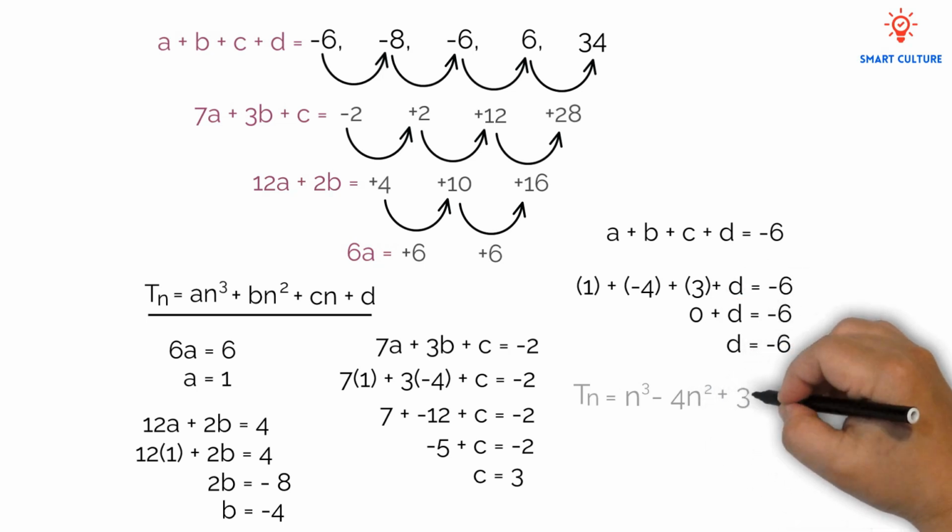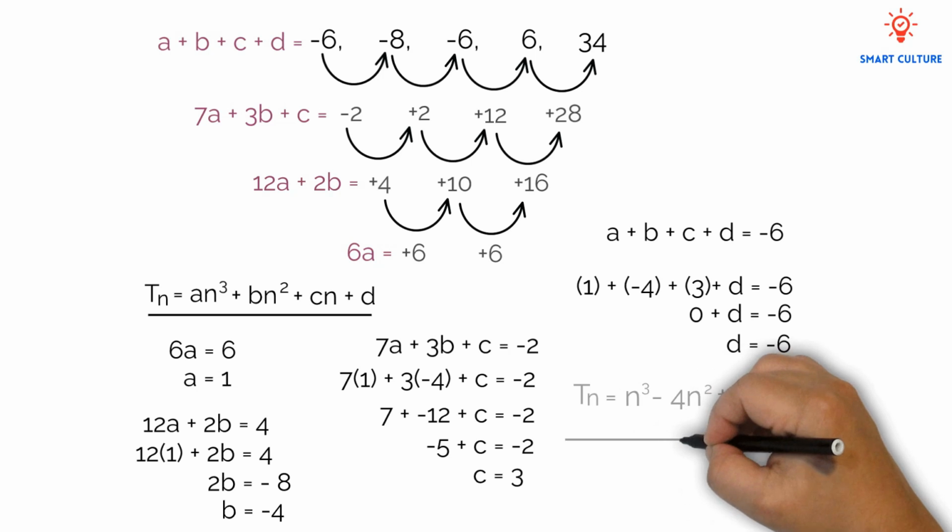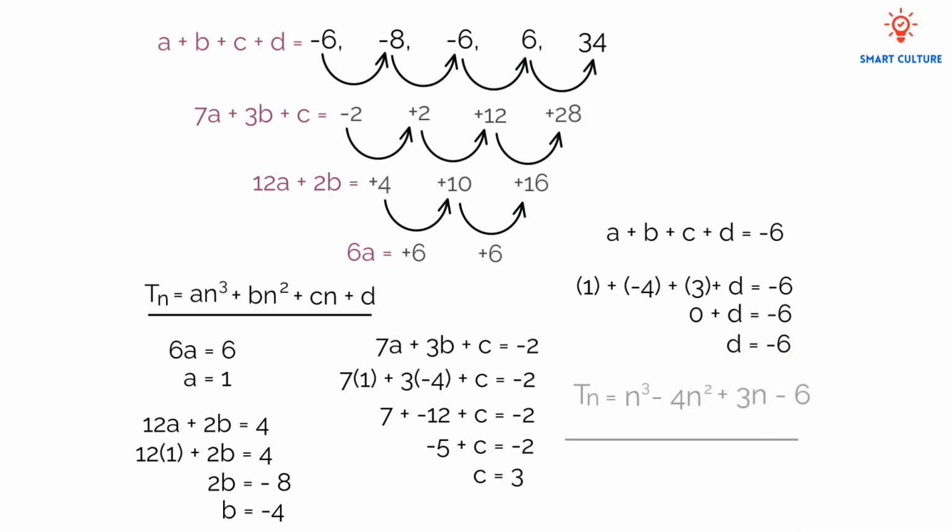Now what we'll do to test this rule is we'll determine the value of the second term using this rule. So instead of n, we write 2. 2 cubed is equal to 8. 2 squared is equal to 4. 3 times 2 is equal to 6. So then we have 8 minus 4 times 4 plus 6 minus 6. The positive 6 and the negative 6 will cancel out. 8 minus 16 is equal to -8, and this is indeed the value of the second term, so we know that this rule is correct.